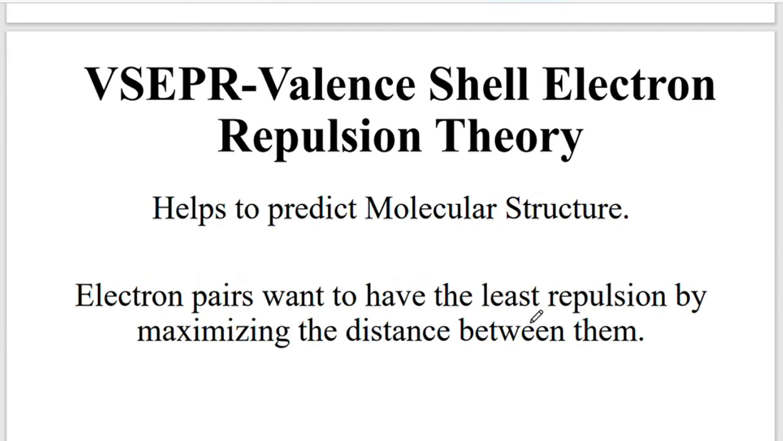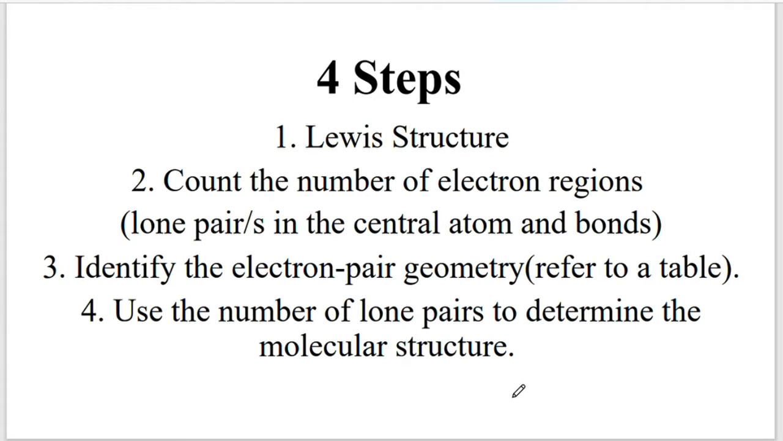We need to look at the valence shell electron pair repulsion theory because this helps us predict the molecular structure. This theory states that electron pairs in the central atom arrange themselves to minimize repulsion, and this is by maximizing the distance between them. So we need to follow four steps to construct our molecular structure.